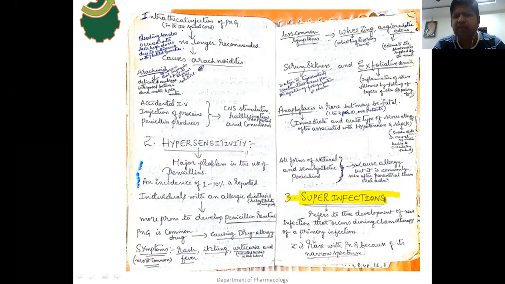But it is rare with penicillin G, because I uttered the word broad spectrum, and penicillin G is not a broad spectrum antibiotic. Penicillin G is a narrow spectrum antibiotic. That's why the chances of super infection are very rare because of its narrow spectrum. It refers to the development of new infection that occurs during chemotherapy of a primary infection. So that is the third one, super infection.